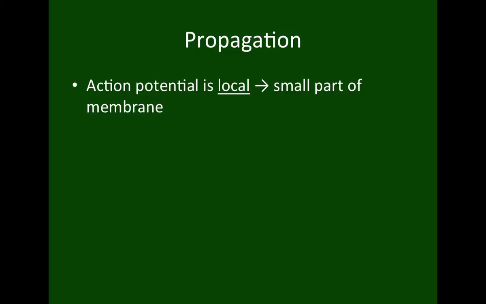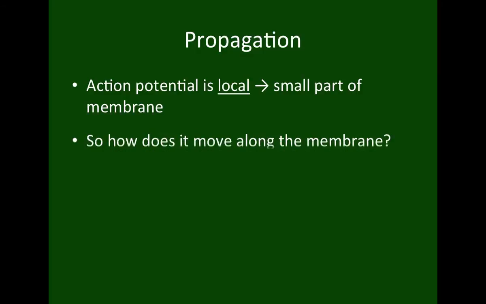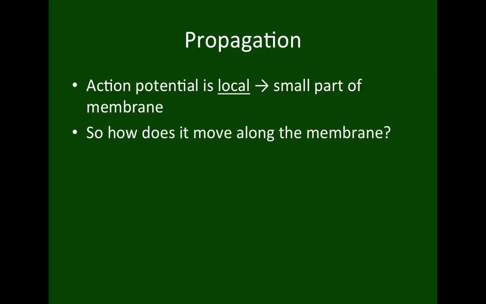But as we know, we have to be able to move this impulse along the neuron itself so that the information that it contains, which is basically that we have a stimulus that's arrived, can be passed to other cells, including muscles and other neurons. So how is this able to move along the membrane so that we can accomplish this?